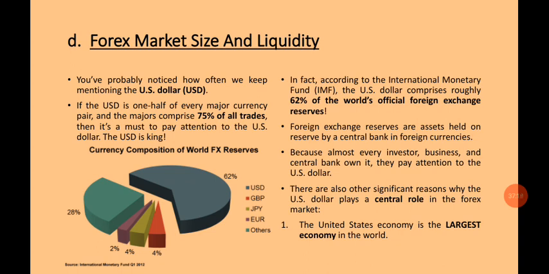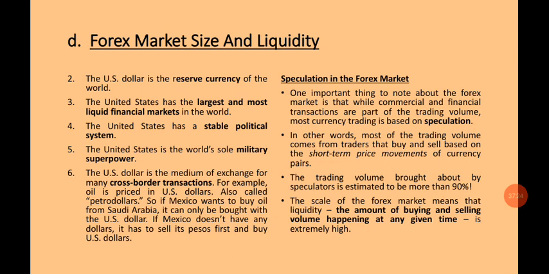1. The United States economy is the largest economy in the world. 2. The US dollar is the reserve currency of the world. 3. The United States has the largest and most liquid financial markets in the world. 4. The United States has a stable political system. 5. The United States is the world's sole military superpower. And 6. The US dollar is the medium of exchange for many cross-border transactions.